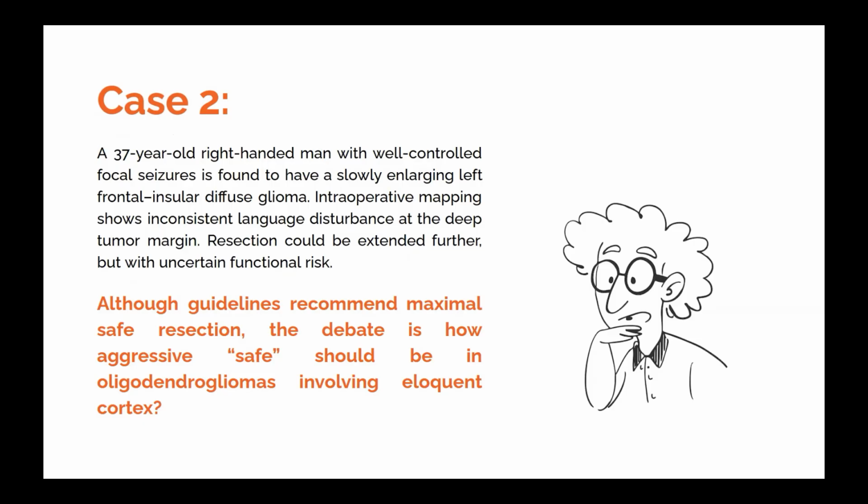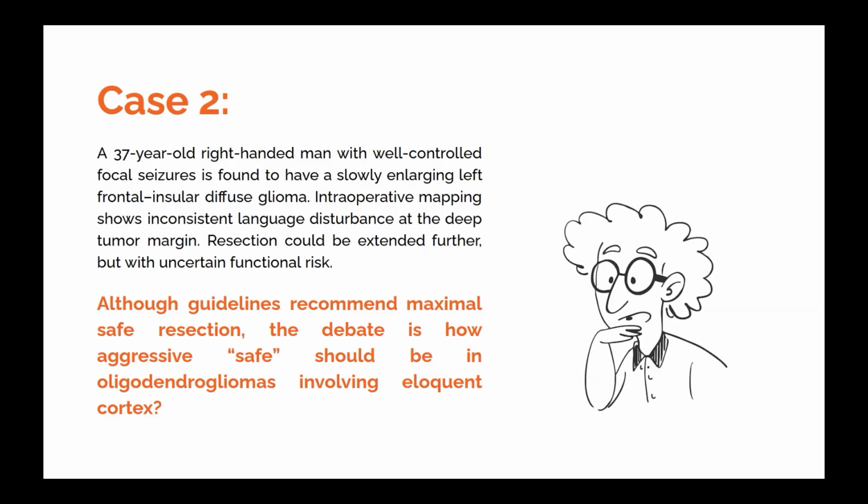So, case 2, this is a relatively simple one. A 37 years old right-handed man with well-controlled focal seizures has a slowly enlarging left frontal insular diffuse glioma. Intra-op mapping shows inconsistent language disturbance, and resection could be extended further, but with uncertain functional risk. So, although guidelines recommend maximum safe resection, the debate is how aggressive safe should be in oligodendrogliomas involving eloquent cortex. How aggressive you are going to be and how safe is too safe.